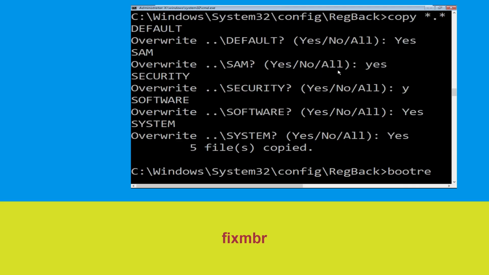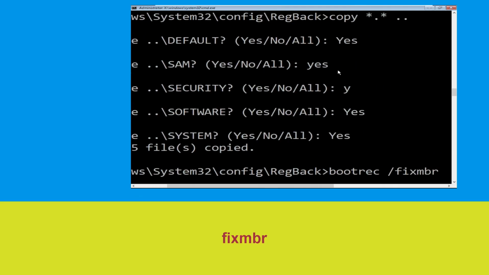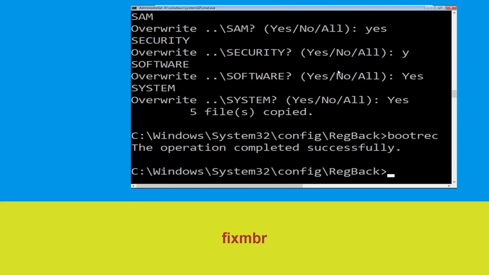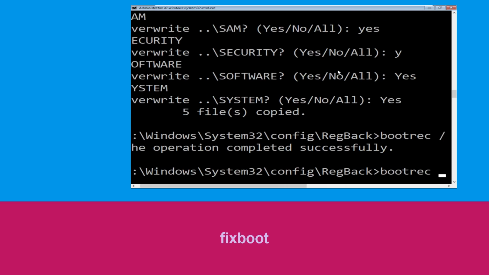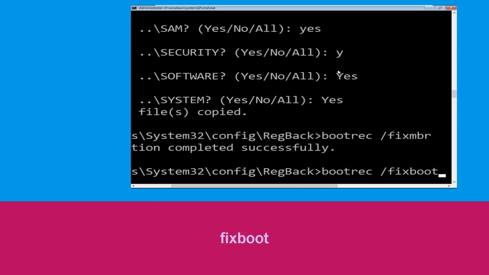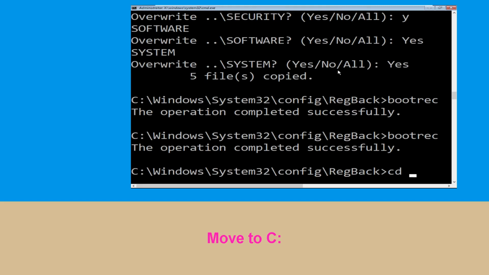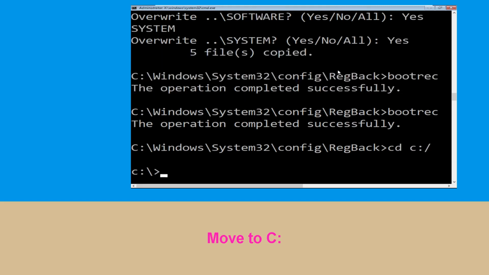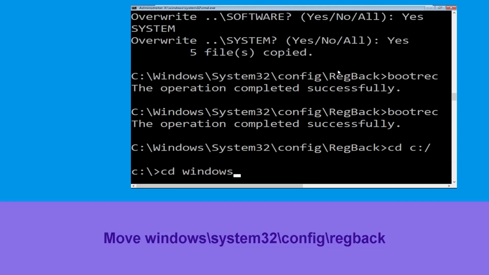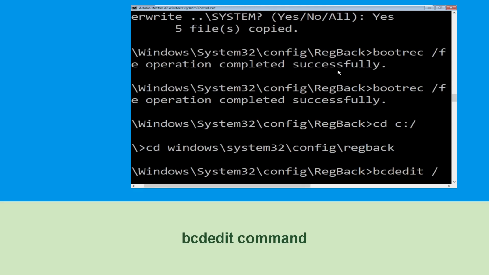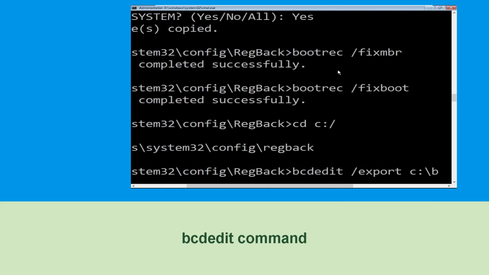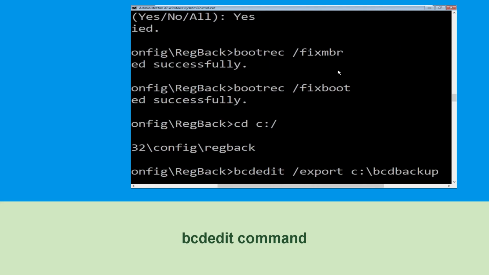Now execute this command. Type bootrec /fixmbr and simply hit enter. Type bootrec /fixboot and hit enter. Type cd C:/ and hit enter. Now type cd Windows/System32/config/regback and hit enter to execute. Now type this command bcdedit /export C:/bcdbackup and hit enter.